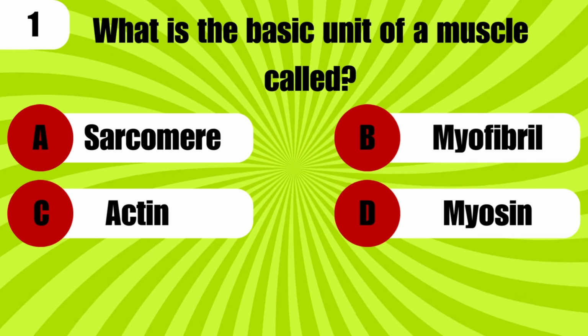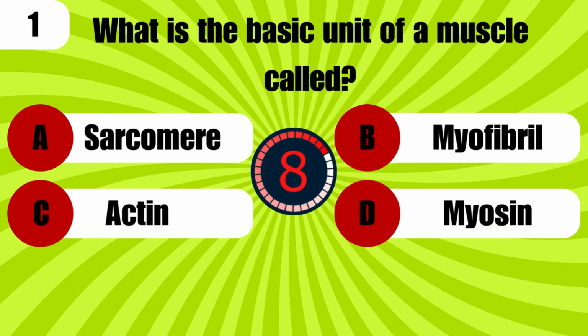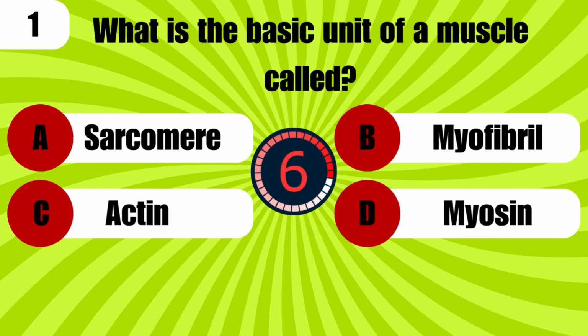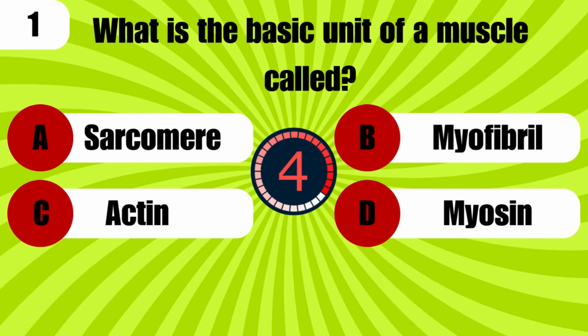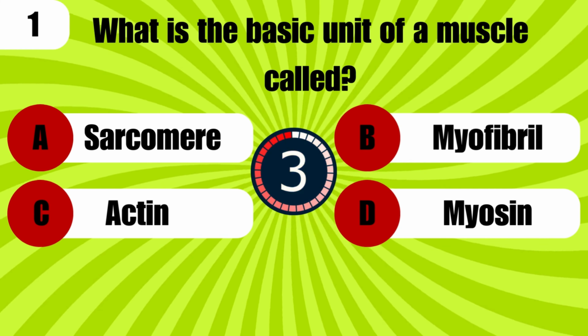What is the basic unit of muscle called? Option A sarcomere, myofibril, actin, myosin. The right answer is sarcomere. The sarcomere is the basic unit of striated muscle tissue.